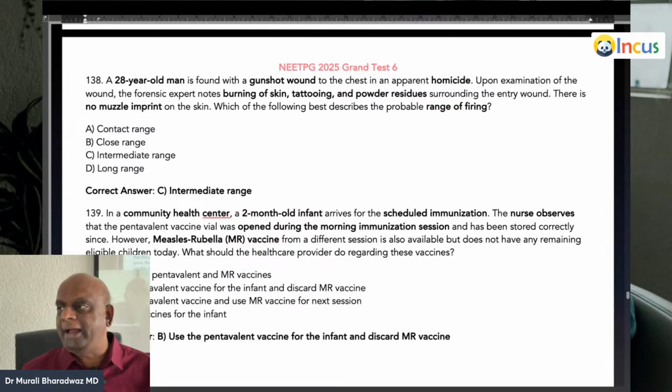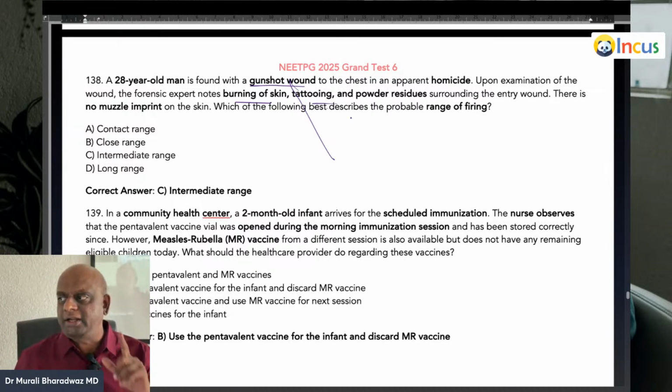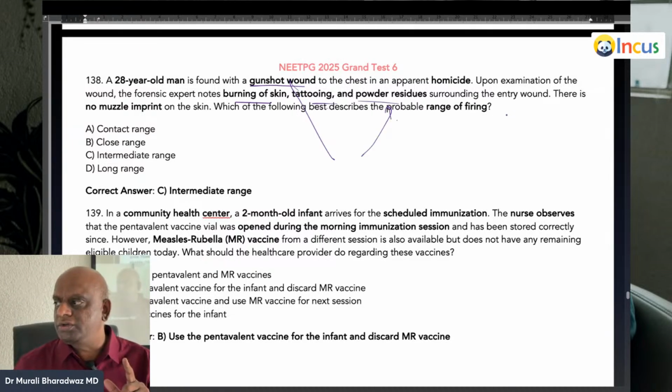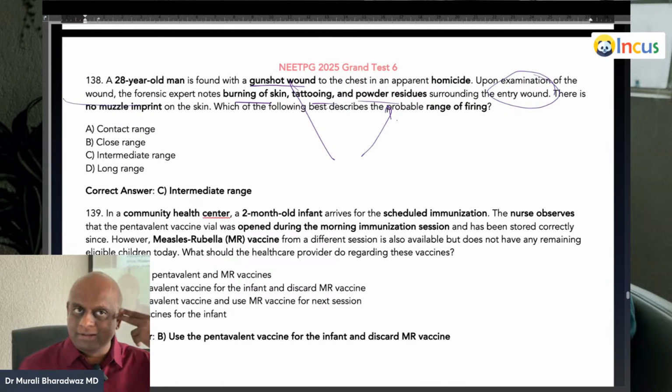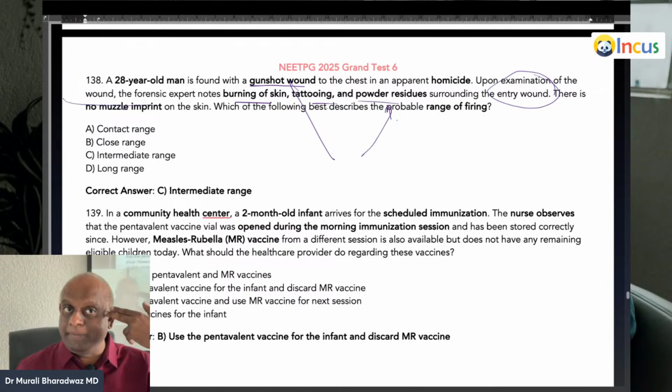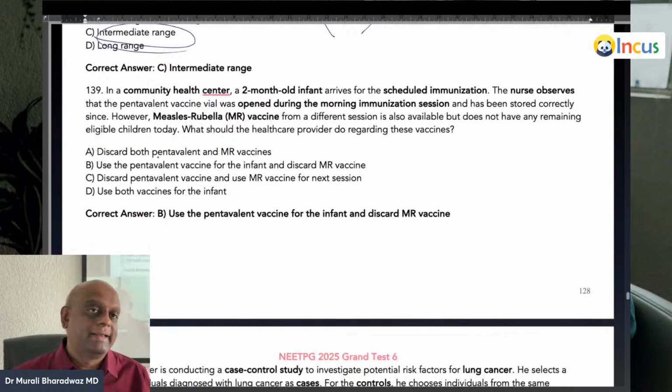A 28-year-old man found with gunshot wound. There's burning of the skin, tattooing, and powder residues surrounding the entry wound. But there is no muzzle imprint. Muzzle means gun muzzle imprint is not there. So it is not contact range. It is an intermediate range pistol.